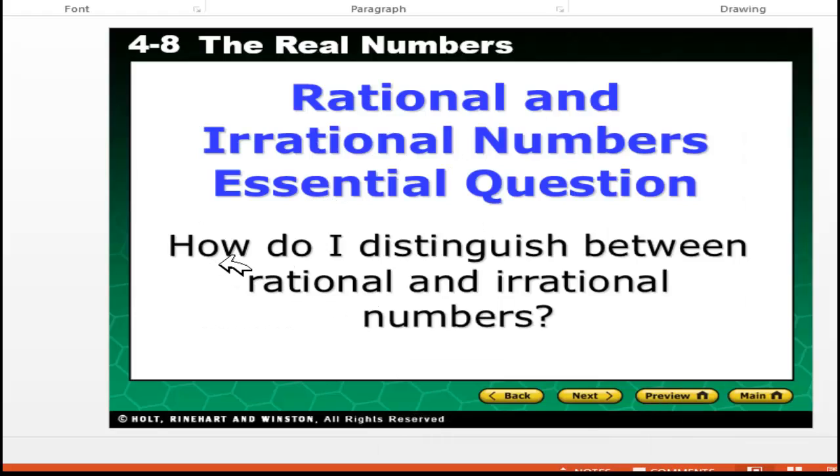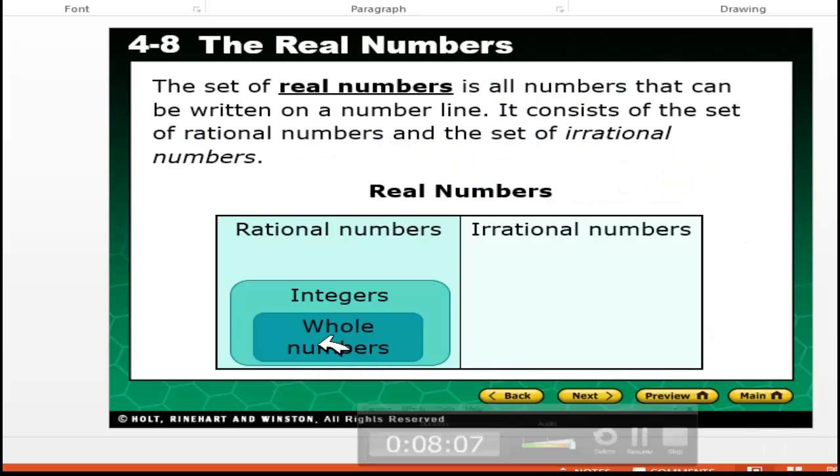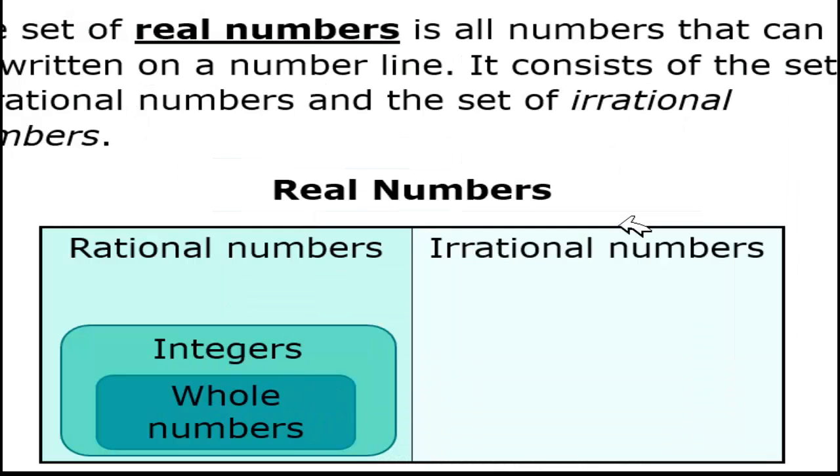Now, how do I distinguish between rational and irrational numbers? How do you know the difference between them? To know the difference, you have to know that there is a big set called the real numbers. The set of real numbers is all numbers that can be written on a number line. It consists of the set of rational and irrational numbers.